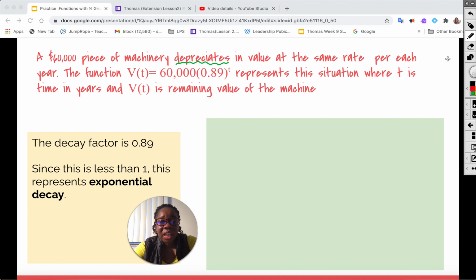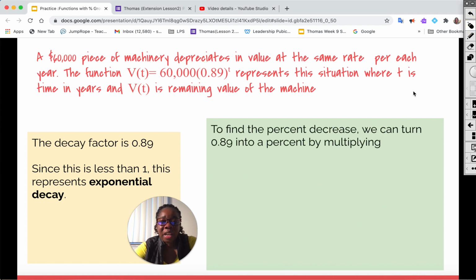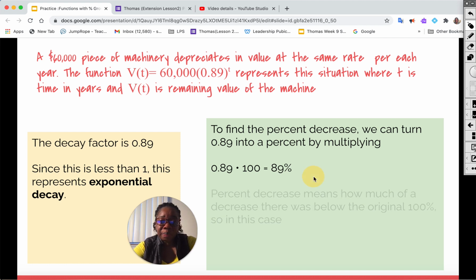So if that's the case, now what is the percent decay? How do we find it? Here's what we do. To find a percent decrease, we can turn the 0.89 into a percent by multiplying. And remember, percent means 100, so we're going to take that 0.89, multiply it by 100, and we're getting 89%. All right, that's the remaining value.